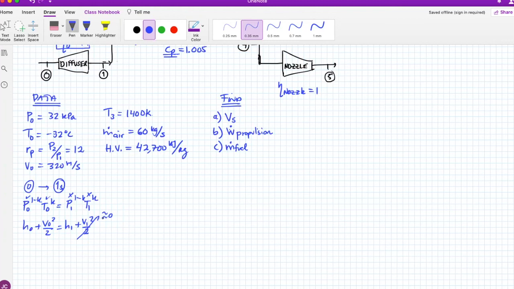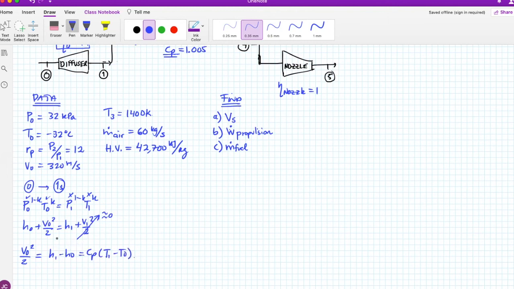That's why I'm doing this: one, because I don't have data, and two, because of what a diffuser is actually doing. It will use the kinetic energy in order to produce thermal energy. That's what the diffuser is actually doing. So it's not a really bad assumption, and I need to do it. Okay, with this I will get V0 squared divided by 2 equals H1 minus H0, which is CP times T1 minus T0.